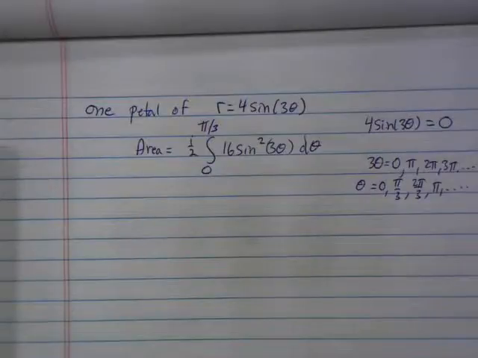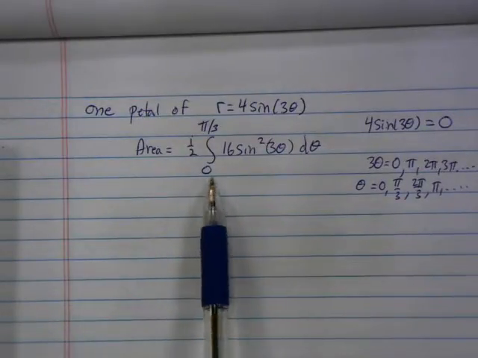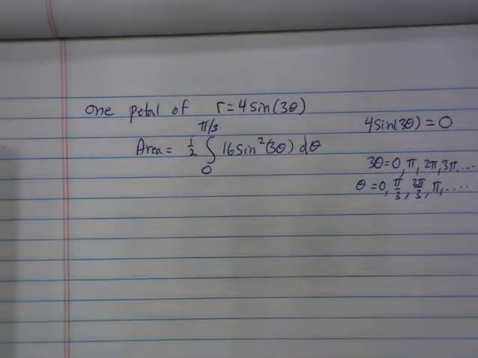Truth is, I could use any of those. I could use 0 to pi over 3, pi over 3 to 2 pi over 3, or pi over 3 to pi. But I really like using 0 when I can. Why do I really like using 0? It makes it real easy to plug in. I like plugging in 0.